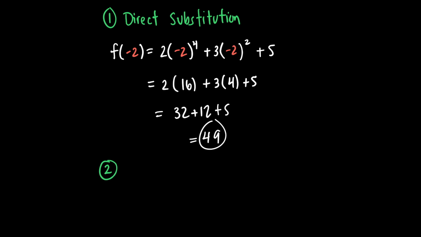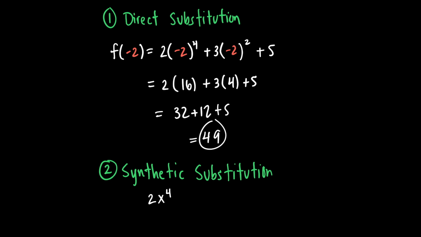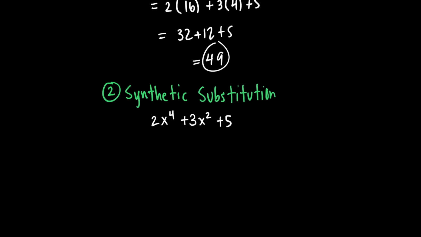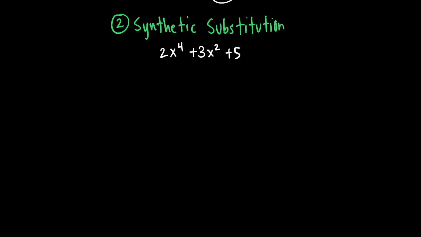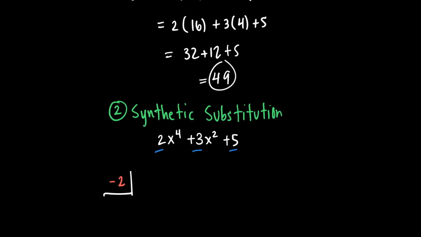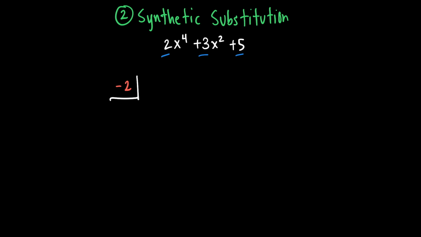How about synthetic substitution? By way of reminder, our function was 2x to the fourth plus 3x squared plus 5, and our coefficients are a 2, a 3, and a 5. We are particularly interested in negative 2, right? I'm getting old, I have bad memory. I'm 29, I'm not that old.